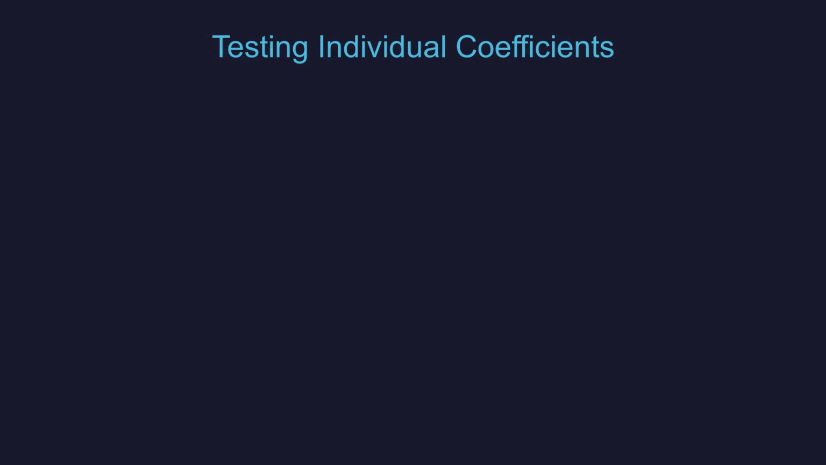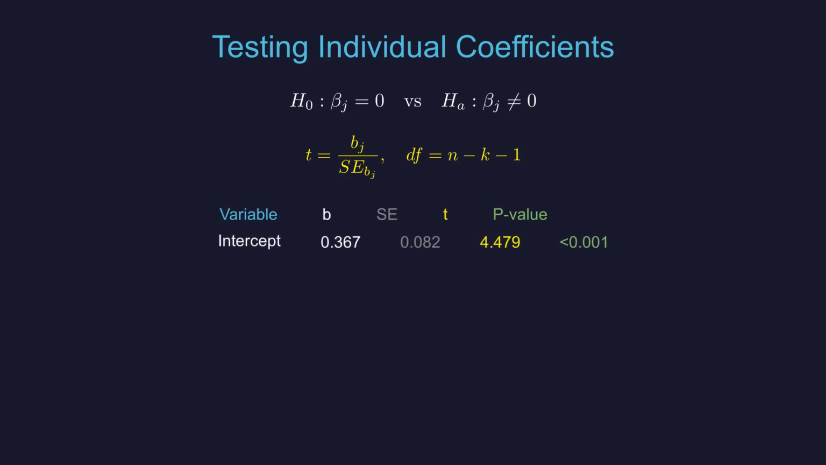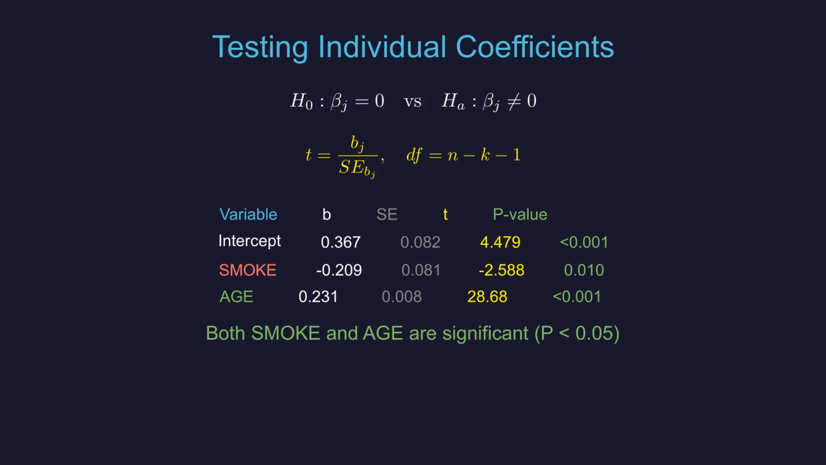Once we have a model, we test each coefficient individually. For each variable j, we test whether beta j equals 0. The t-statistic divides the coefficient by its standard error, with n-k-1 degrees of freedom. Here's the output for the FEV example. The smoke coefficient has t equals -2.588 with p equals 0.01. The age coefficient has t equals 28.68 with a p-value below 0.001. Both are statistically significant, confirming they belong in the model.